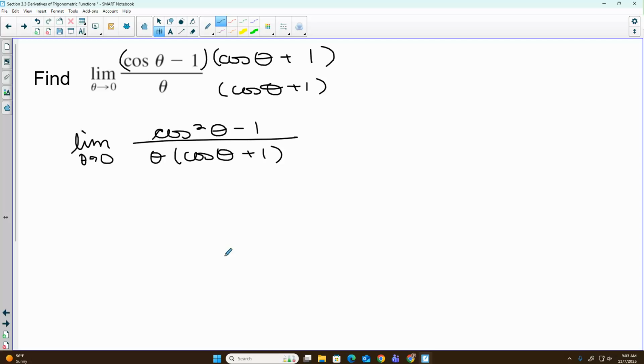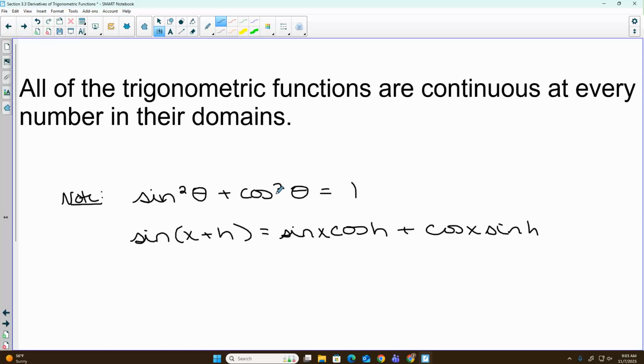All right. From here, we know cosine squared minus 1. What would that be equal to? Sine squared. Or sine theta. So cosine squared minus 1 would have to be negative sine squared. And it comes from this identity.